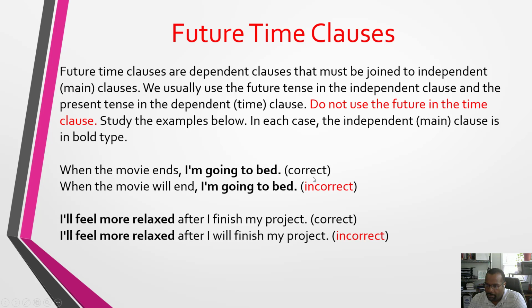That's the correct way. The incorrect way would be to say, when the movie will end, I am going to bed. We don't need this will end. It has to be changed to ends, because this is future tense, dependent, independent. So that's incorrect.